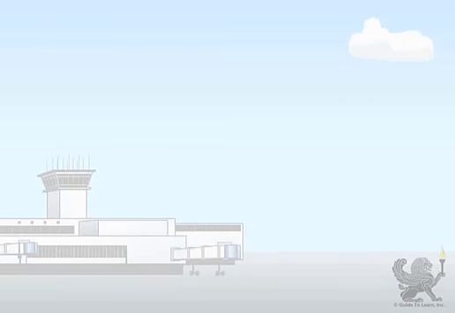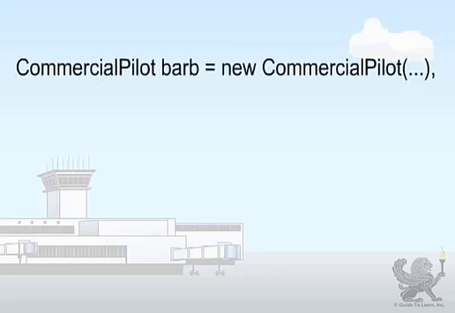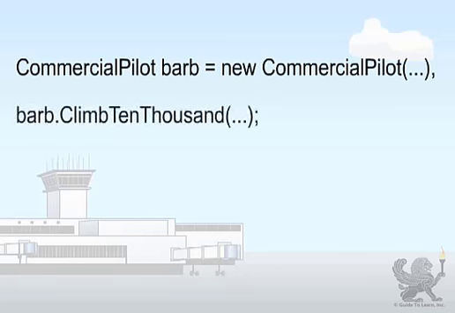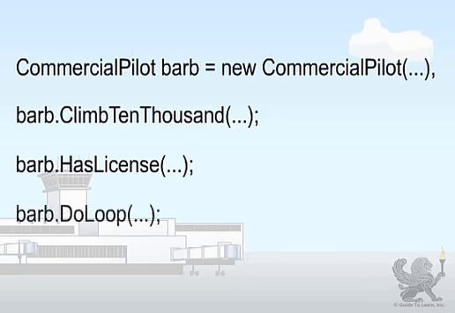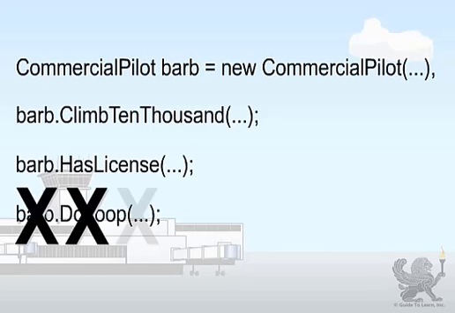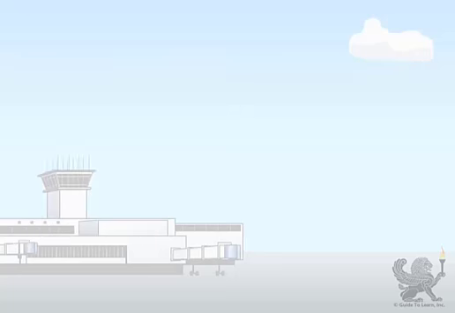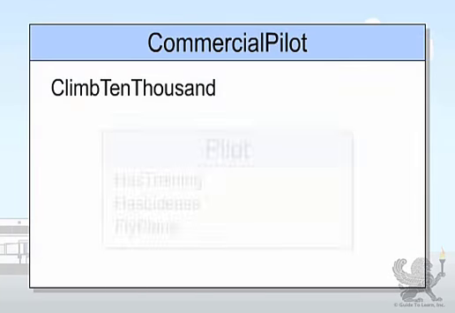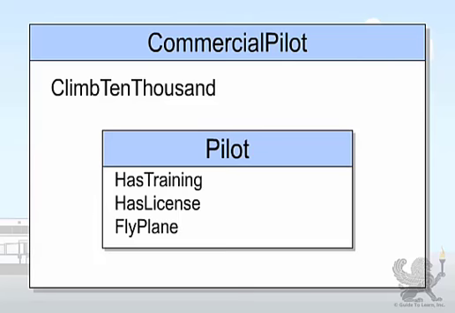In C#, you can instantiate a commercial pilot and perform both commercial pilot methods and pilot methods. You cannot perform stunt pilot methods by using a commercial pilot, but you can perform all pilot methods by using a commercial pilot. Why? Because all commercial pilots have a pilot embedded in them, so the pilot methods and the commercial pilot methods are available. The stunt pilot methods are not available.